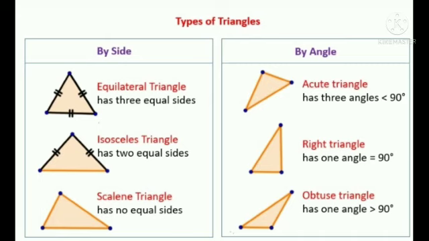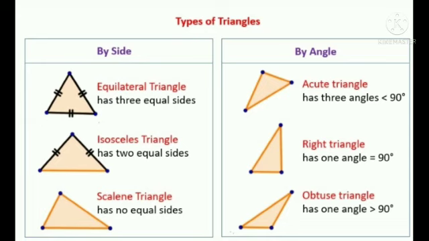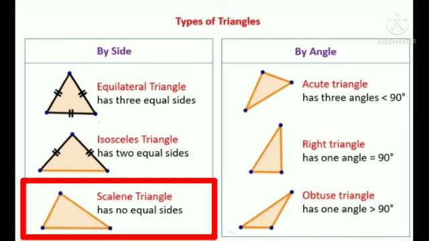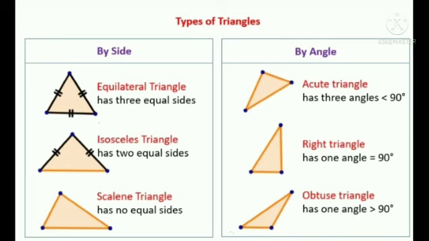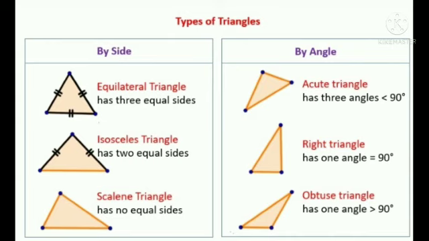Next one is isosceles triangle. In an isosceles triangle, you will get two sides equal. Clear? And the third one is scalene triangle. In a scalene triangle, all the sides are different. Clear? Now, let's see the triangles by angles.